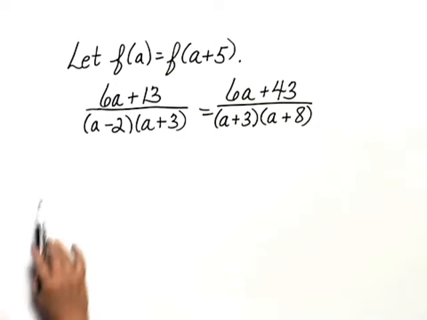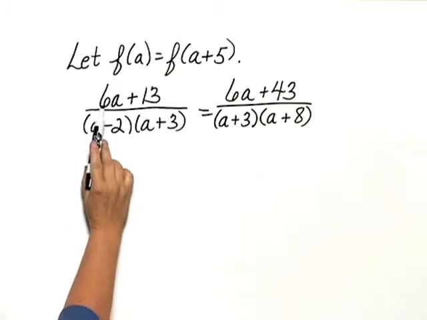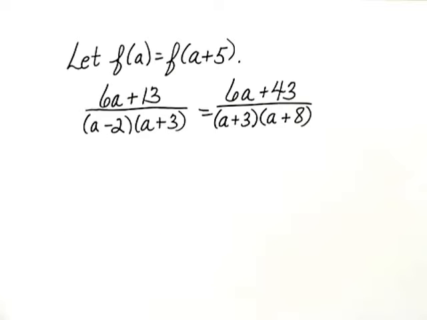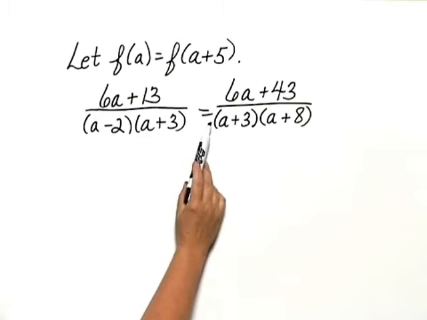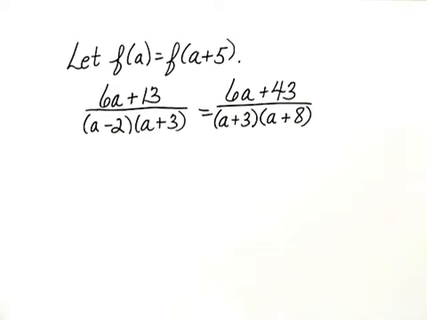Now we went to all that work. Let's let f of a equal f of a plus 5. We found f of a was 6a plus 13 over a minus 2 times a plus 3. And we found that f of a plus 5 was 6a plus 43 over a plus 3 times a plus 8. We set them equal to each other, and now we solve.